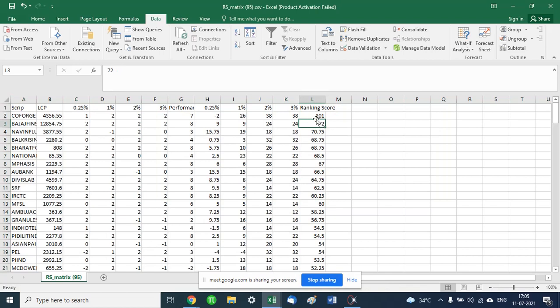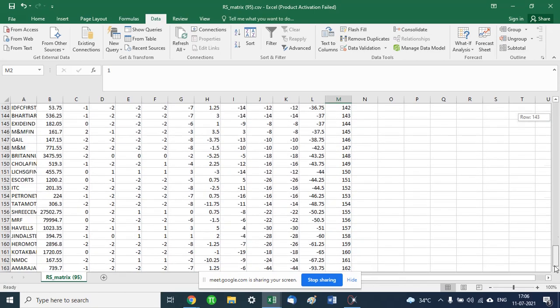So Coforge has the highest rank right now of all the F&O stocks, followed by Bajaj Finserv, Navin Fluorine, Balkrishna, Bharat Forge, National Aluminium, Alkem. These are all the strong stocks. Now what I can do here, once I have the ranking score, I can just plot the numbers. I can give them numbers. So this is the stock with the highest rank. This is the stock with the lowest rank. Amara Raja Batteries is having the lowest rank.